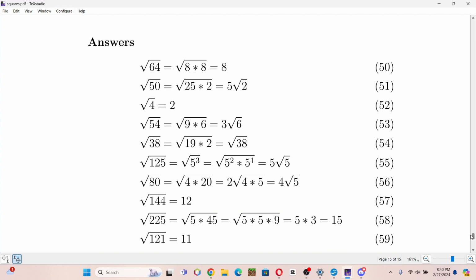Answers to the test problems. Hopefully a lot of these problems are easy for you by now. If not, then it just means that you need more practice. Let's go through this one last set of problems.